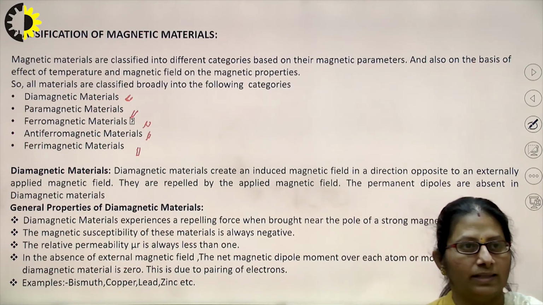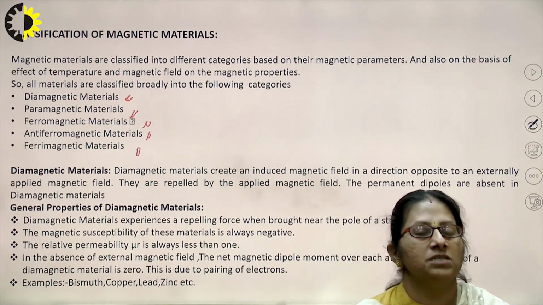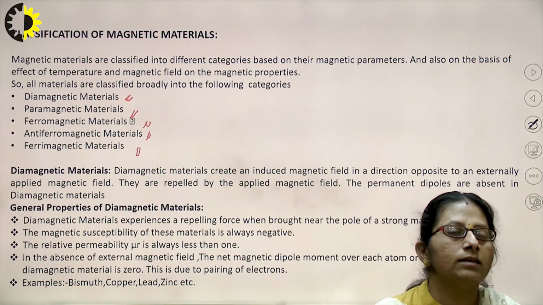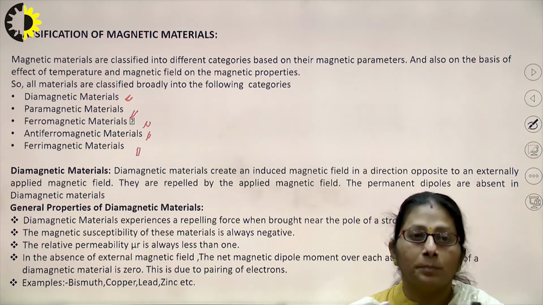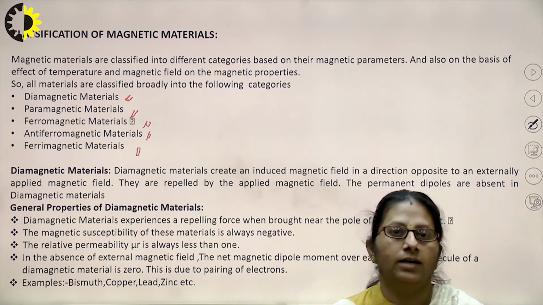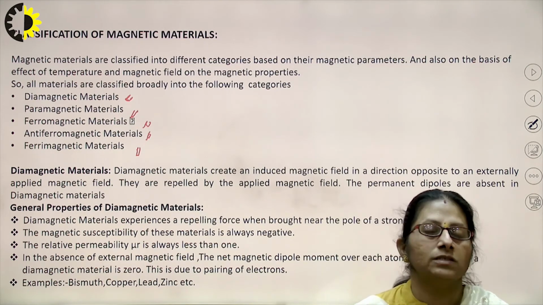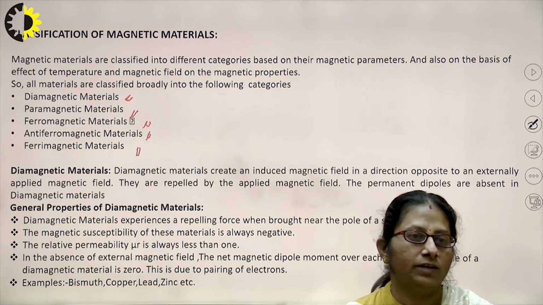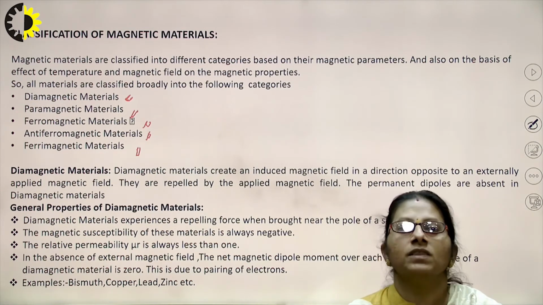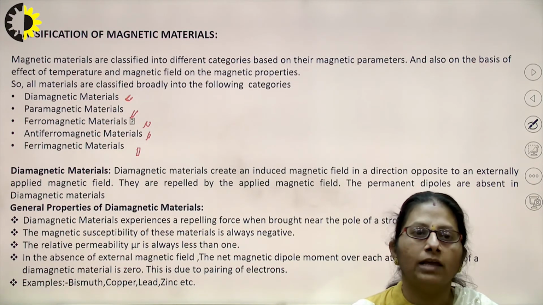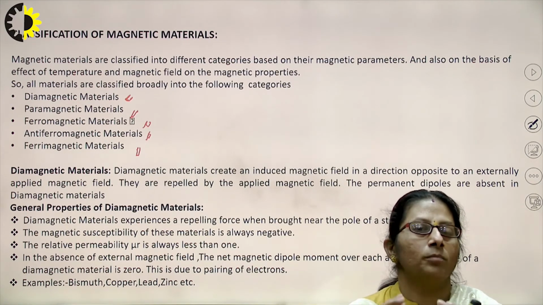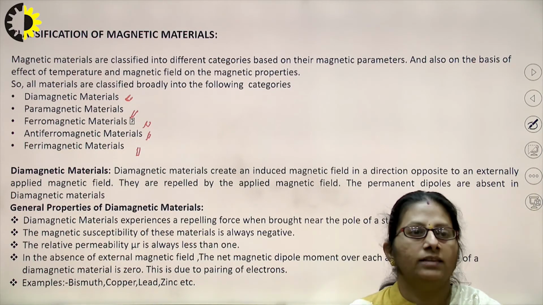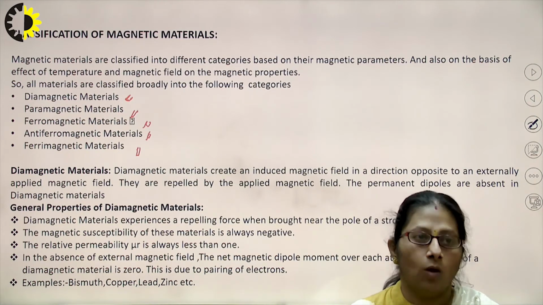Coming to the very first one, that is diamagnetic. Diamagnetic materials create an induced magnetic field in a direction opposite to an externally applied magnetic field. They are repelled by the applied magnetic field. The permanent dipoles are absent in diamagnetic materials. To generalize the properties, a diamagnetic material experiences a repelling force when brought near the pole of a strong magnet. The magnetic susceptibility of these materials is always negative. The relative permeability is always less than 1.